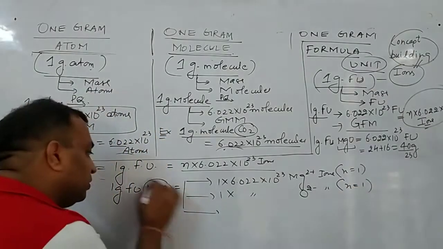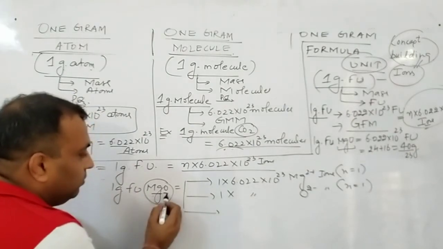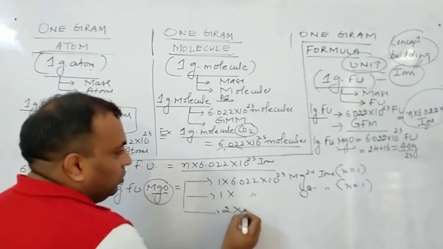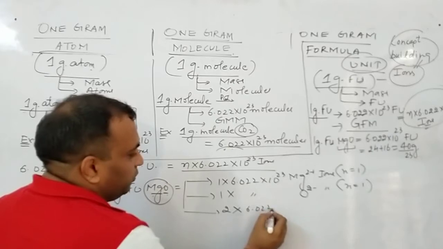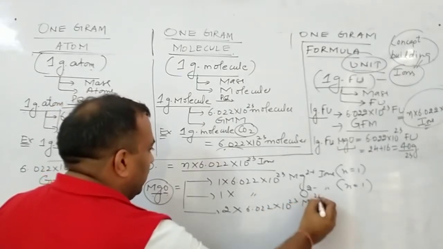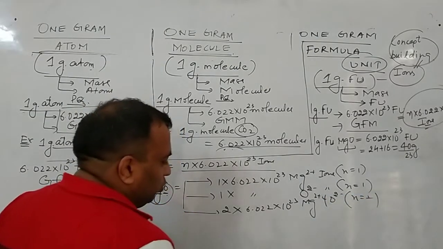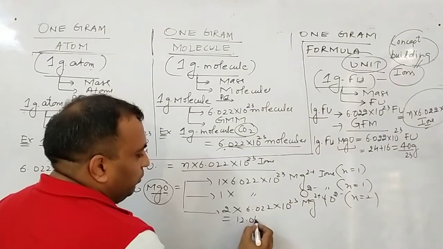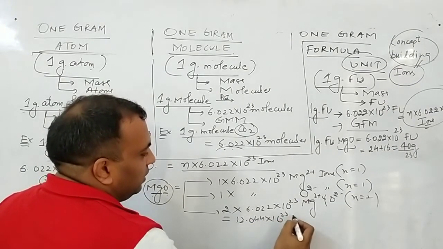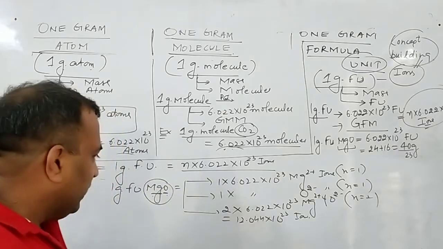But if I say we have to find the complete collective total ions, then the number is 1 magnesium, 1 oxygen, that is 2 × 6.022 × 10^23 Mg2+ and O2- ions. The number is 2 and this will be 12.044 × 10^23 ions. So n is clear to all of you. You can find it out.